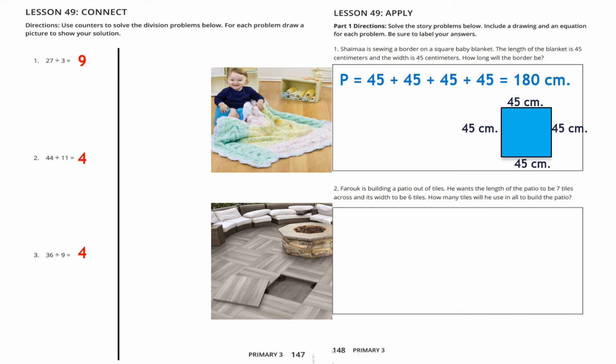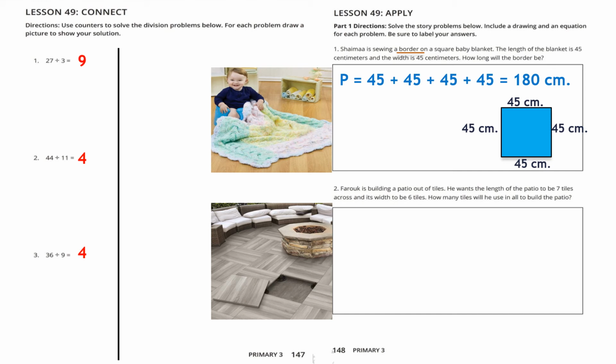Here, in number 2, Farouk is building a patio out of tiles. Patio out of tiles, it's like ceramic in the floor. He wants the length of the patio to be 7 tiles across and its width to be 6 tiles. How many tiles will he use in all to build the patio? The patio here is like ceramic in the floor, okay? He wants to put tiles, like ceramic in the floor.